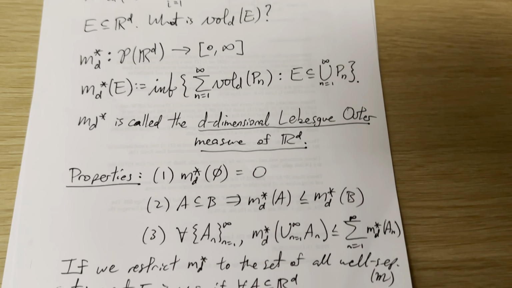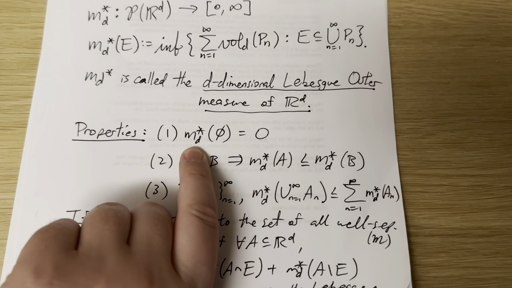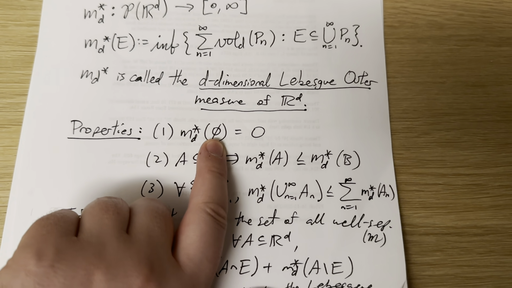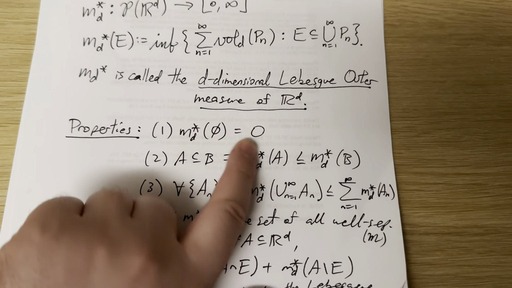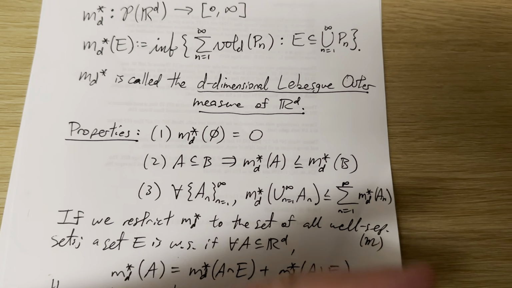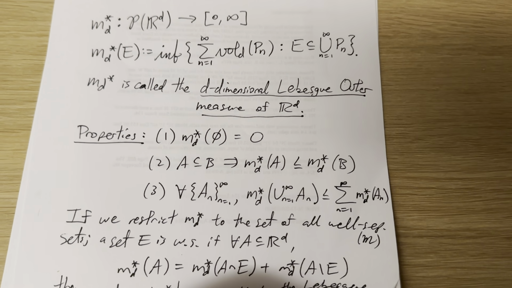And the Lebesgue outer measure has 3 interesting properties. These are the 3 properties. The first property says that if you measure the empty set, then its size better be 0, which kind of makes sense. If I have a set with nothing in it, it makes sense for that set to have weight 0, if you want to think of it that way.